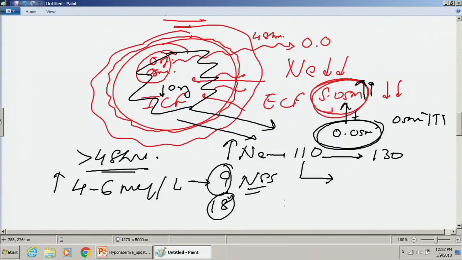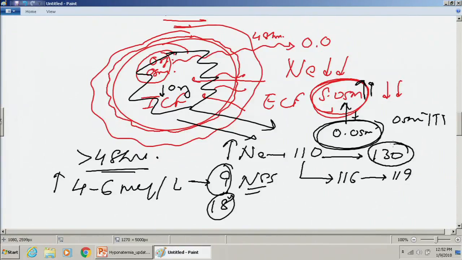All right. And if we happen to overcorrect someone, so someone with a sodium of 110, my goal would have been, shout it out. Don't be so serious. Come on, guys. 110 plus 6. Thank you. So my goal would have been 116, max of 119.